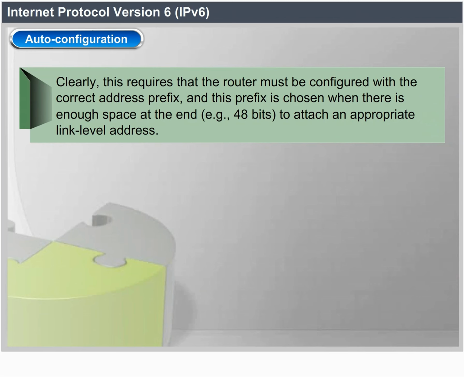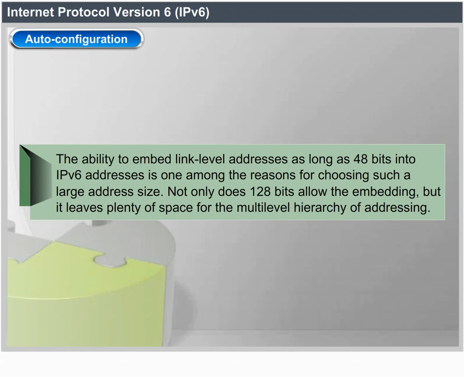The ability to embed link level addresses as long as 48 bits into IPv6 addresses was one of the reasons for choosing such a large address size. Not only does 128 bits allow the embedding, but it leaves plenty of space for the multi-level hierarchy of addressing.